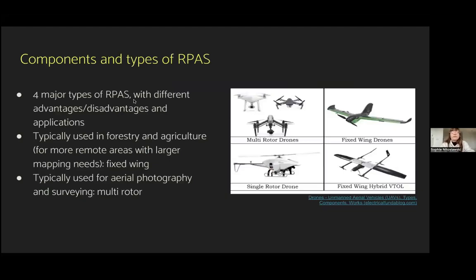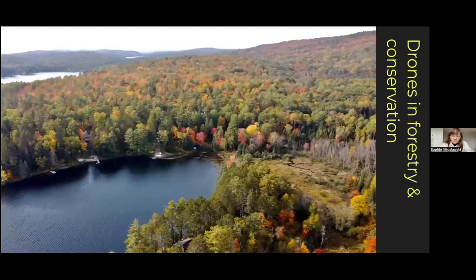So there are different types of RPAS, and I've put a few of the more common ones on the right here. There are multi-rotor drones, and these are typically used for aerial photography and surveying. They often can't fly as far, and they're a little bit less nimble than, for example, fixed-wing drones, which look a bit more like a plane. And these are used more typically in forestry and agriculture for more remote and larger areas. We're going to be working with data collected from multi-rotor drones, so the ones on the top left, and I'll go into detail about exactly which ones these actually are.